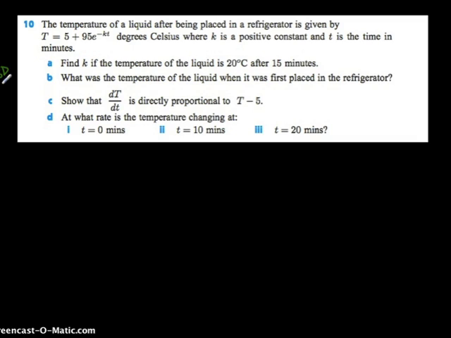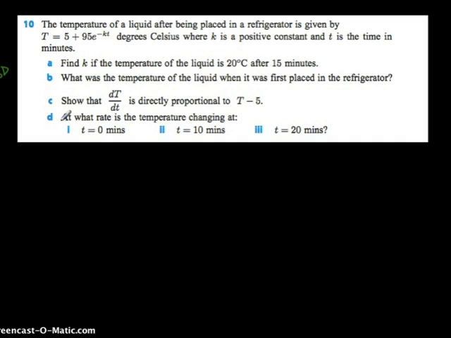And once we get to the piece of actually finding a derivative, we'll see how we go about applying that particular derivative rule. All right, so we have that the temperature of a liquid after being placed in a refrigerator is given by T equals 5 plus 95 e to the negative kt degrees Celsius, where k is a positive constant and t is a time in minutes. So we need to find k if the temperature of the liquid is 20 degrees Celsius after 15 minutes. Then they want us to find the temperature of the liquid when it's first placed into the refrigerator.